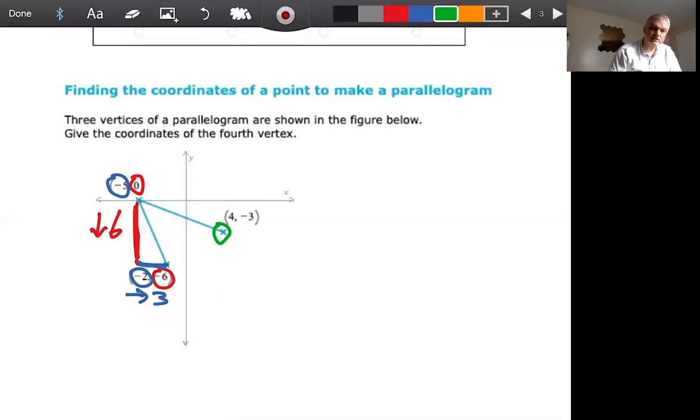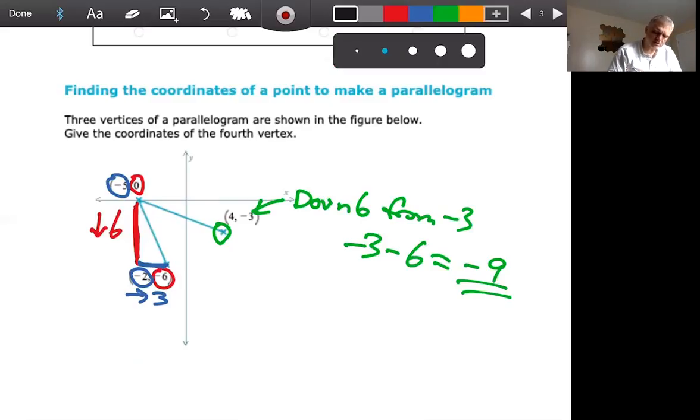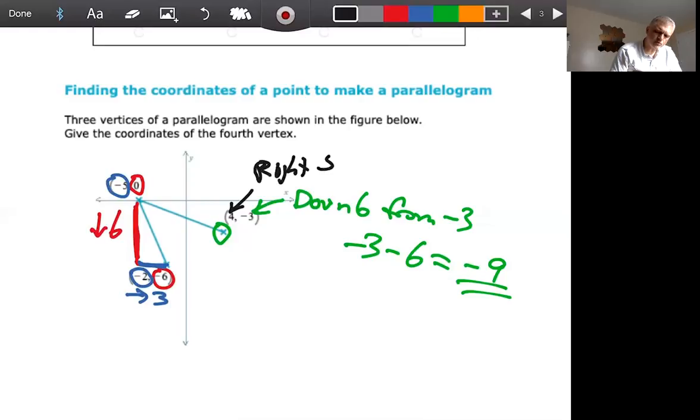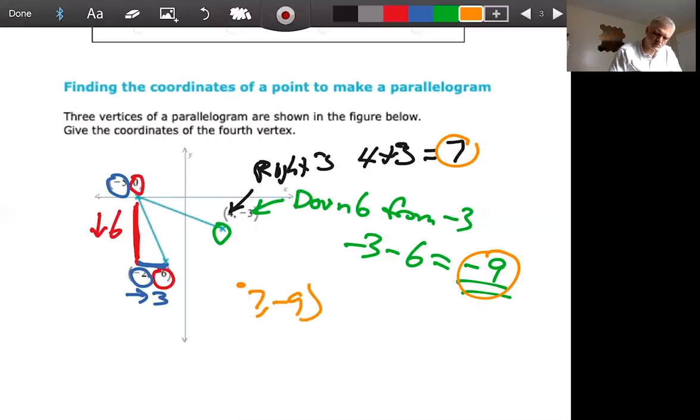So down 6, again, down is a y coordinate. Down 6 from -3: -3 subtract 6, you're going to go down to -9. What about the x? The x coordinate says we're going right 3 places. So we're going to take 4, add 3, and that's 7. So my final point is going to be at 7 for my x, -9 for my y. So 7, -9 should be right about in here. And that is the answer we're looking for, 7, -9.